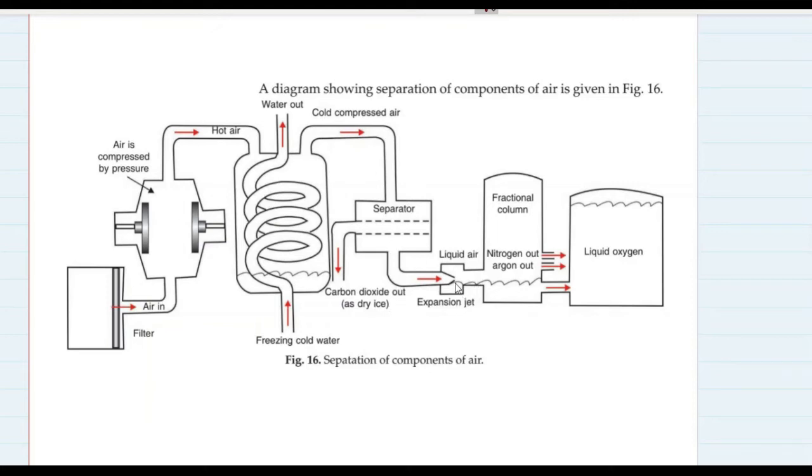Then this cold compressed air becomes liquid, and it is passed into a fractionating column where the bottom layer is of oxygen, above that argon, and above that nitrogen escapes out, and liquid oxygen is collected separately.